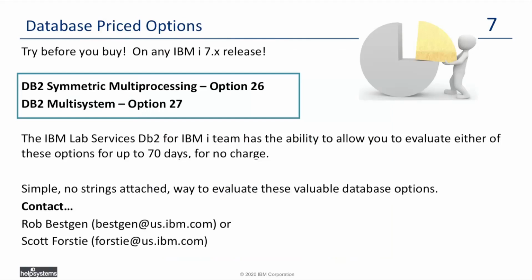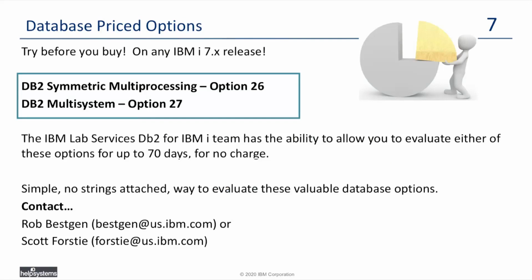Well, there is a side topic. There are a few licensed program options that are priced, meaning that you have to pay to use them. My colleague Rob Bestgen and I manage a program that allows clients to evaluate these options before entering a purchase agreement. So option 26 is DB2 SMP, symmetric multiprocessing.